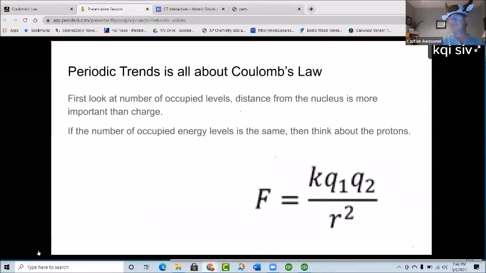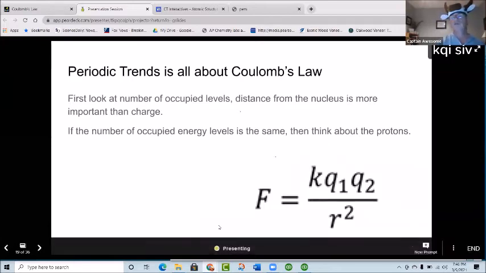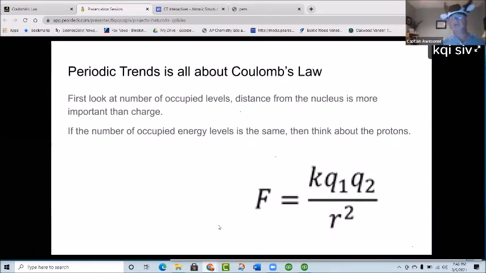Coulomb's law is not given anywhere on the AP exam. They don't give you this equation because they don't ask you to actually calculate anything. Q1 in Coulomb's law is the positive charge. Q2 is the negative charge. And R squared at the bottom just means radius. So it's all about the charge and how far away they are. Believe it or not, this is exactly what we were talking about before, that electrons that are farther away have less of a force of attraction.